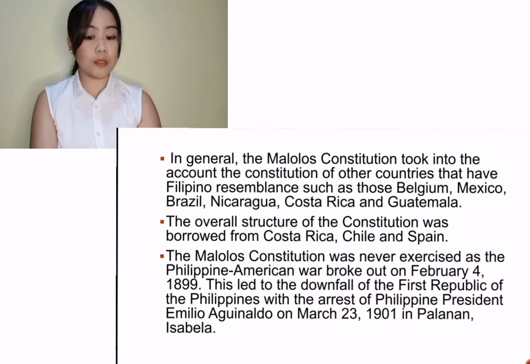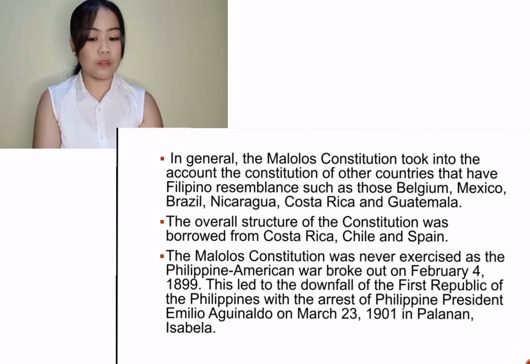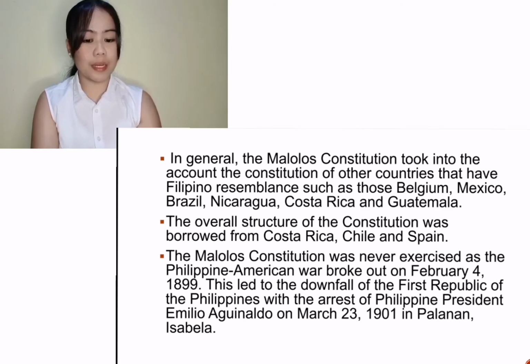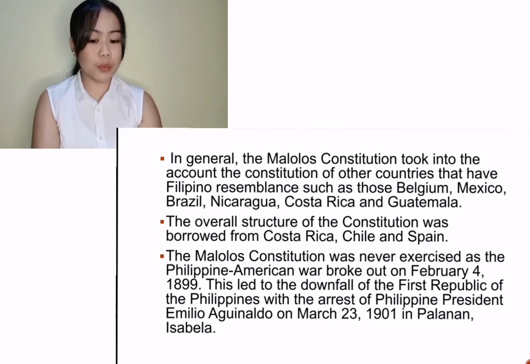In general, the Malolos Constitution took into account the constitution of other countries, with marked Filipino resemblance such as those of Belgium, Mexico, Brazil, Nicaragua, Costa Rica, and Guatemala. The overall structure of the Constitution was borrowed from Costa Rica, Chile, and Spain. Nevertheless, the Malolos Constitution was never exercised as the Philippine-American War broke out on February 4, 1899. This led to the downfall of the First Republic of the Philippines, with the arrest of President Aguinaldo on March 23, 1901 in Palanan, Isabela.